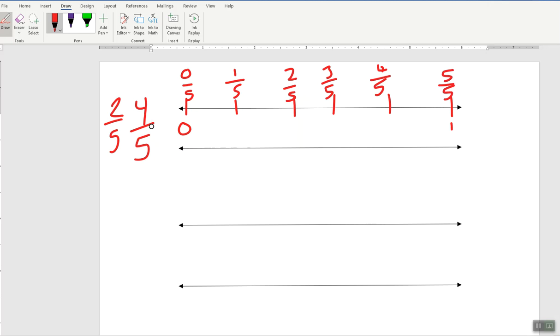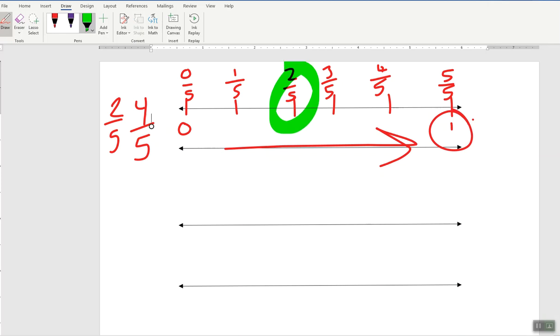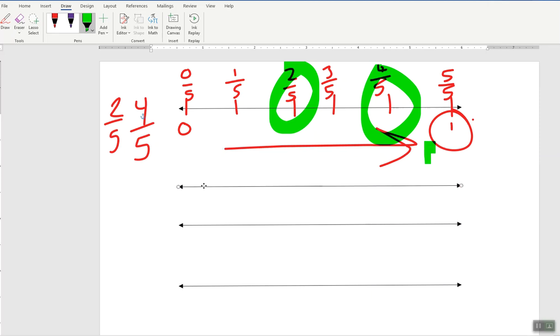Okay, so what is bigger, 0 or 1? 1 is bigger. So the further you go that way, the bigger the number gets. So what is bigger, 2/5 or 4/5? Well, 4/5 is closer to 1. So it's the bigger number. Not too crazy, right? Let's move this down and we'll try again.